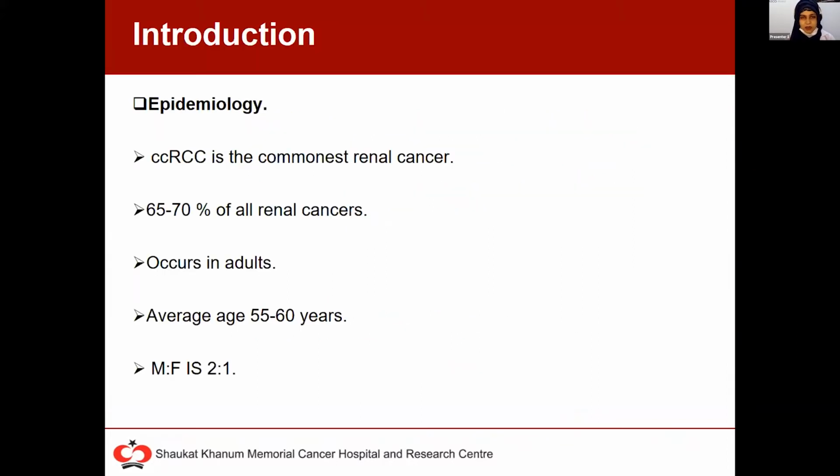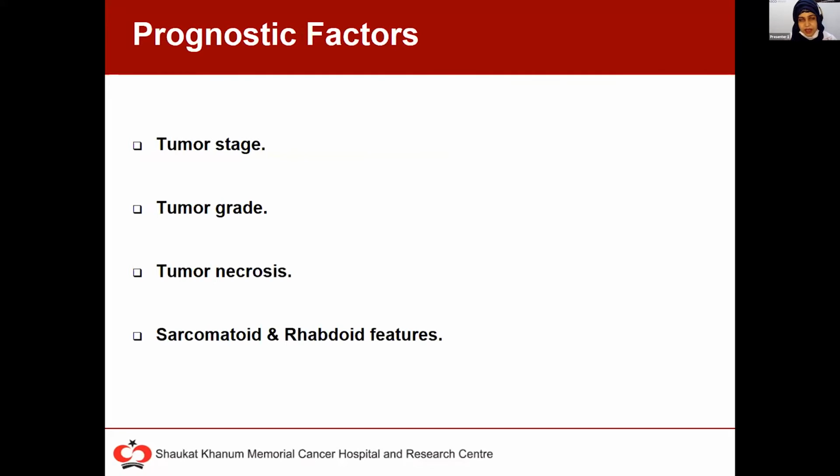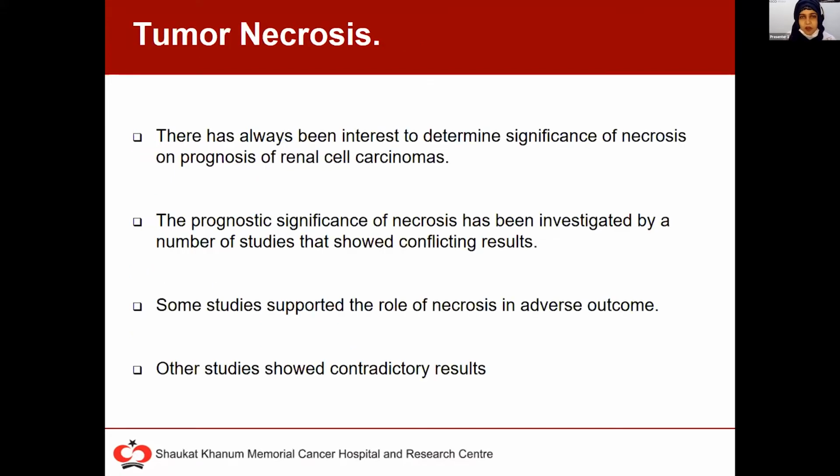Clear cell renal cell carcinoma is the commonest renal cancer, accounting for 65 to 70% of all renal tumors. The tumor commonly affects adults with an average age of 55 to 60 years and with a male predominance. This tumor morphotype in particular is associated with poor prognosis, high rates of local recurrence, and distant metastasis. The prognostic indicators which determine the outcome of the tumor are tumor stage, tumor grade, tumor necrosis, and sarcomatoid and rhabdoid features. Amongst all these prognostic indicators, tumor necrosis is the study of interest and has been investigated by a number of studies with conflicting results.